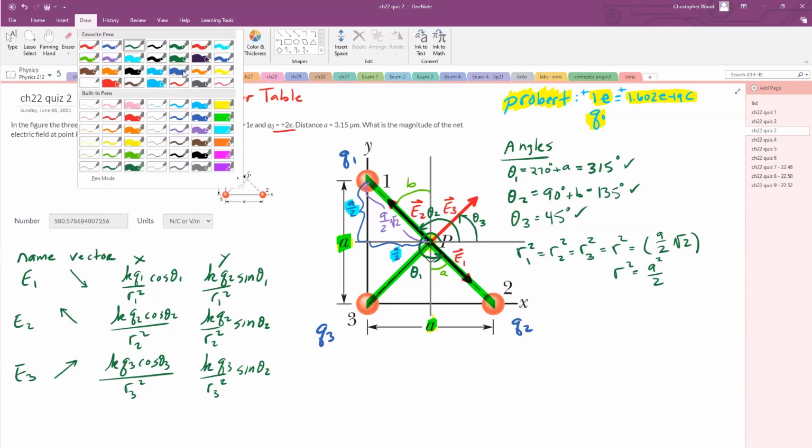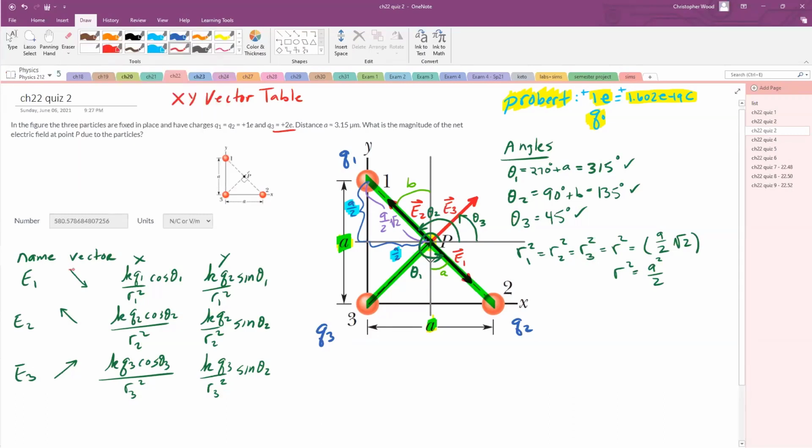So let me just doctor this up. This is the X component. That's the Y component. This is the X component. This is the Y component. This is the X component. This is the Y component. Okay. And then add them all up. So let's do that.